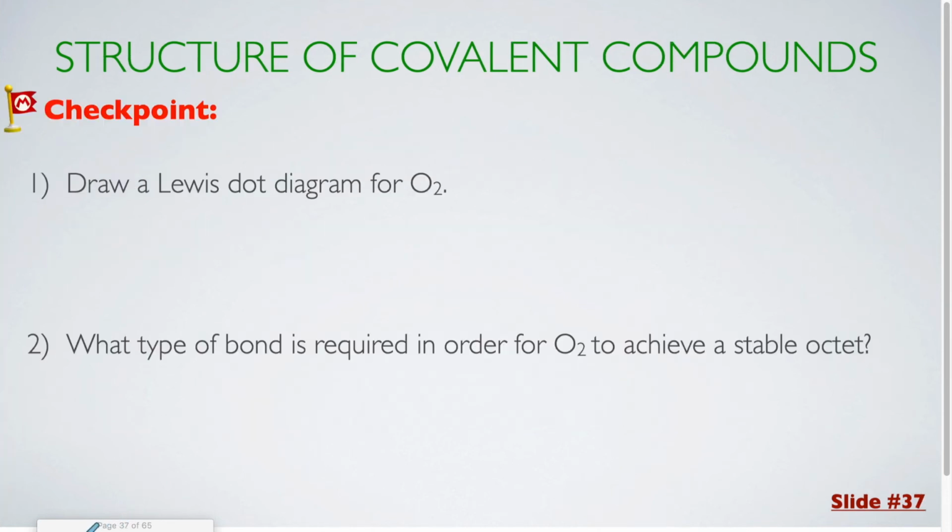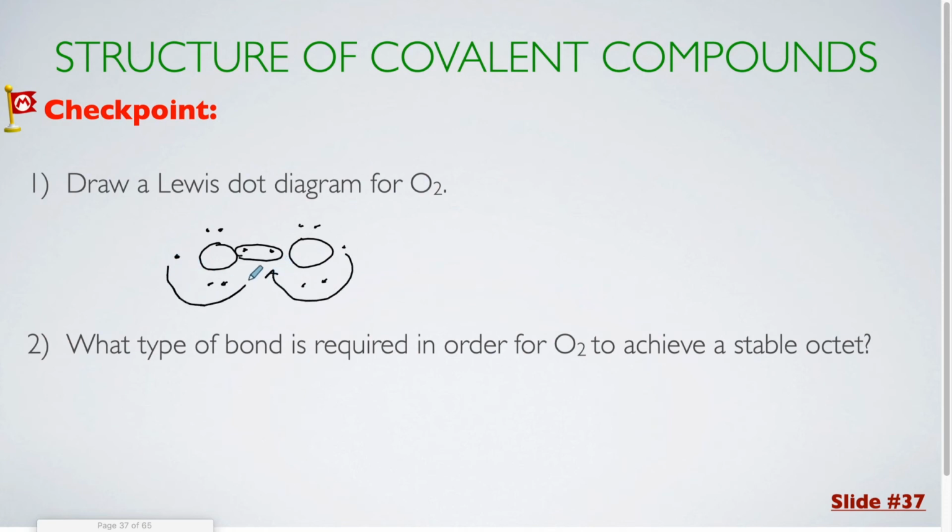In our next checkpoint question, we are going to be drawing a Lewis dot diagram for oxygen, O2. We're going to start off with an atom which has 6 valence electrons. Our second oxygen is also going to have 6 valence electrons. We're going to start with a single connection between them. And when I do that, the oxygen on the left has access to 2, 4, 6, 7, and the oxygen on the right has access to 2, 4, 6, 7. Neither one is satisfied yet. So I'm going to take an additional electron from either side and put them into the middle.